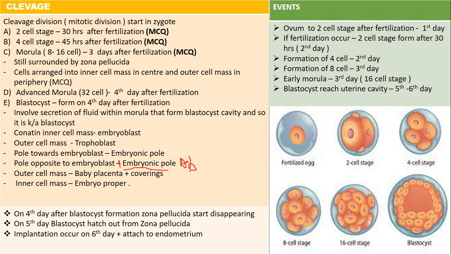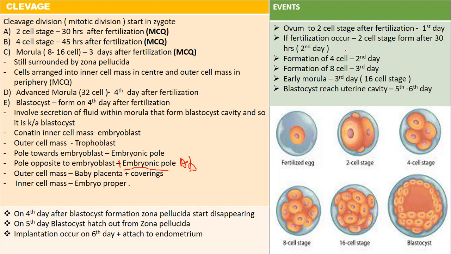On the 4th day after blastocyst formation, the zona pellucida starts disappearing. On the 5th day, the blastocyst hatches out. We see that process, and now implantation occurs on the 6th day, when it is attached to the endometrium. When we summarize the events in tabular form: ovum, two cell stage. Fertilization is on the 1st day.